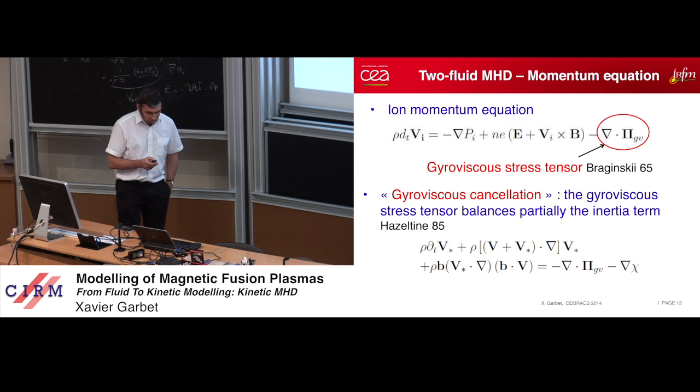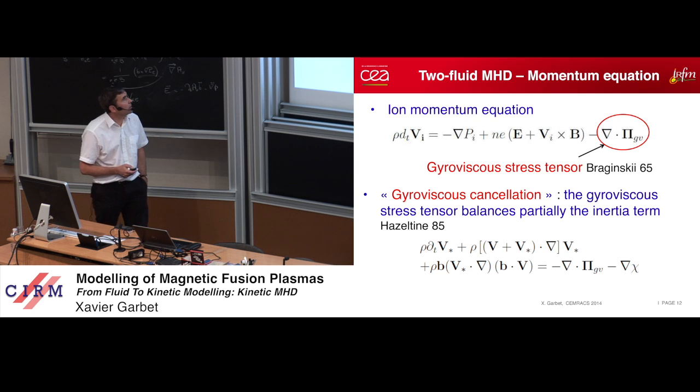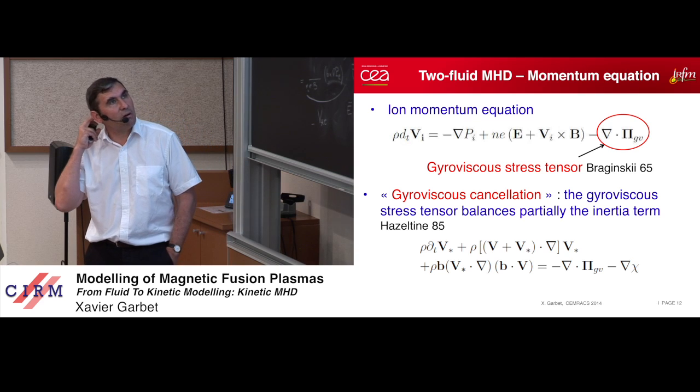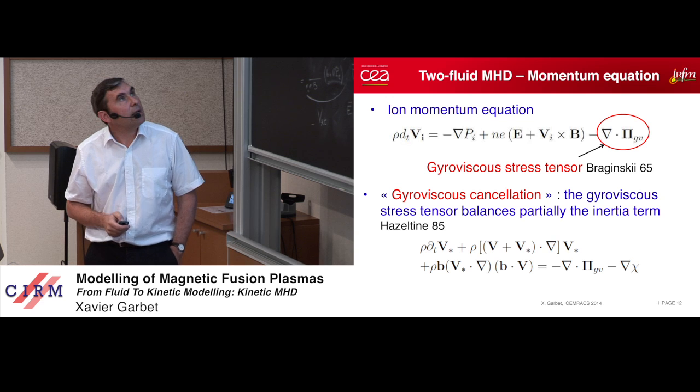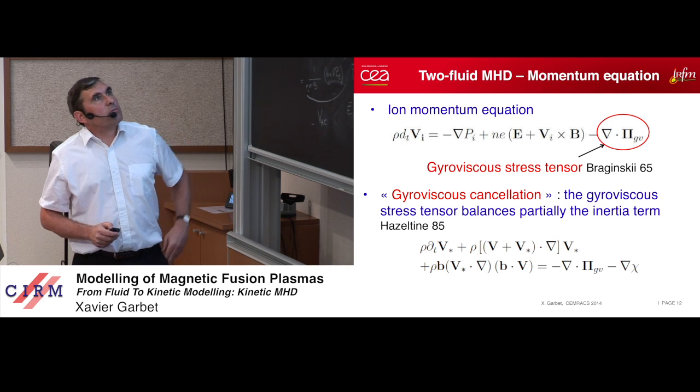So that's for the Ohm's law. It gives you one part. And then you have to move to the ions. And that's a bit more difficult to say. So I've tried to summarize the situation.